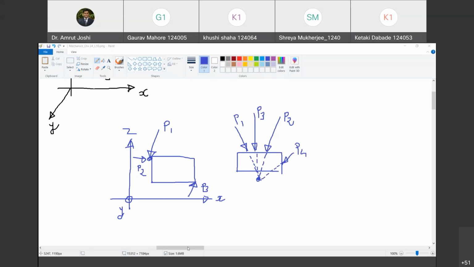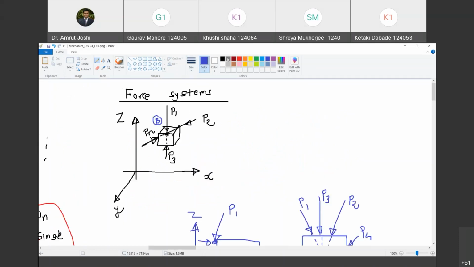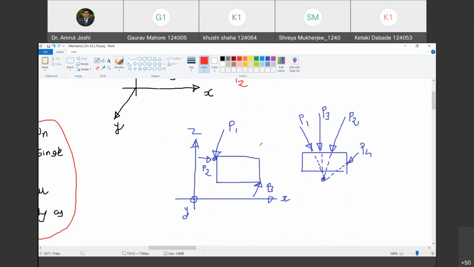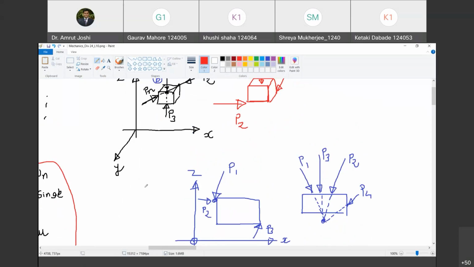Okay. Then in this same system, let us have another cube subjected to P1, P2, P3. Okay.